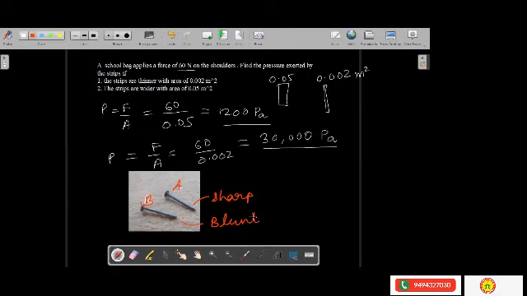Yeah, we have to apply a small amount of force, and with the small amount of force, we will be getting a large amount of pressure. Yes, sir. So with the small force, we'll be getting a large pressure, and hence we will use a sharp nail and not a blunt nail. If you use a blunt nail, it will not go into the wood.